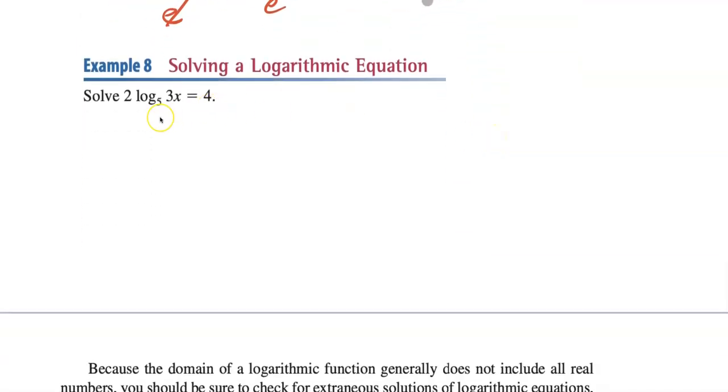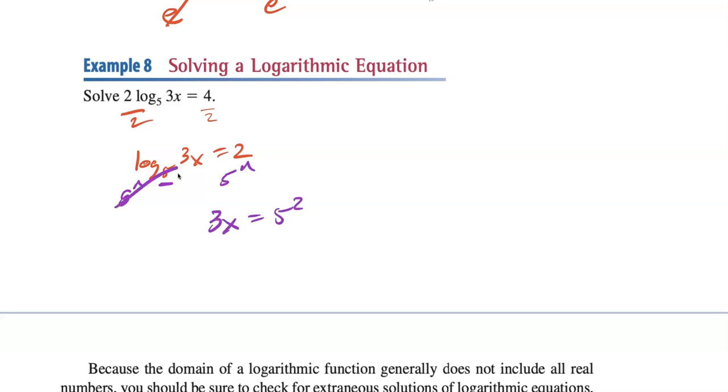Next one. We're going to solve for the log. Let's divide both sides by 2. So I get log base 5 of 3x equals 2. And remember, the way you get rid of a log, there's only one log here, you take the base to both sides. So take that 5 here and here. These cancel. 3x equals 5 squared, also known as 25. Divide by 3. x equals 25 over 3.